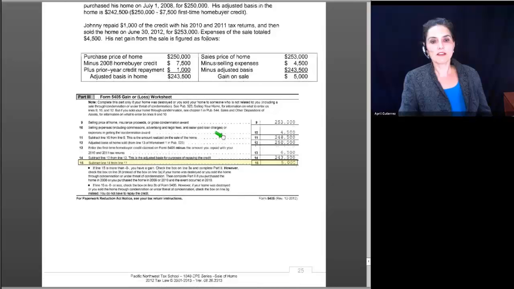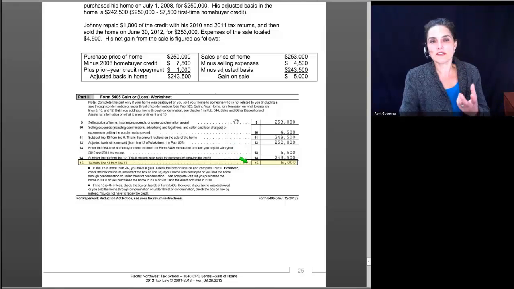The form has all of this formula essentially worked into it, starting with the sales price of the house, taking selling expenses, taking the adjusted basis of the home, doing the numbers a little bit differently because the adjusted basis in this situation is not accounting for anything other than the selling expenses. So it's done a little bit differently. And we get $250,000, and then we subtract out how much of the first-time homebuyer credit has not yet been repaid. Either way you do it, you get the same result, $5,000.